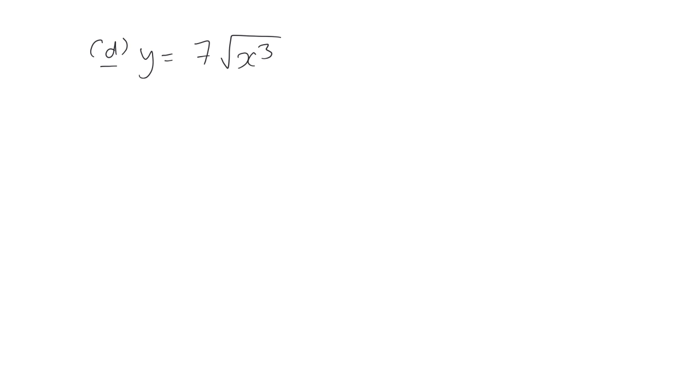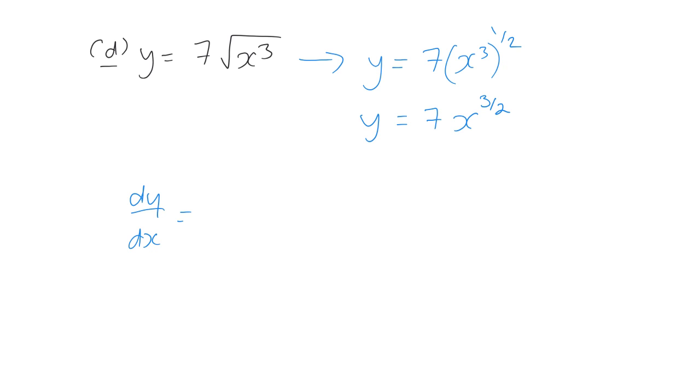Okay, so we've got y equals 7 root of x cubed. So again, we'll have to rewrite that. And you should know that the square root is the same as power of a half. And then again, using your rules of indices, we'd multiply them together. So we can write y as 7x to the power of 3 over 2. So differentiate. 3 over 2 times 7 is 21 over 2. Take 1 away and we get a half.